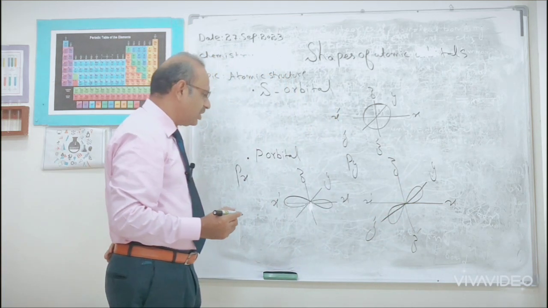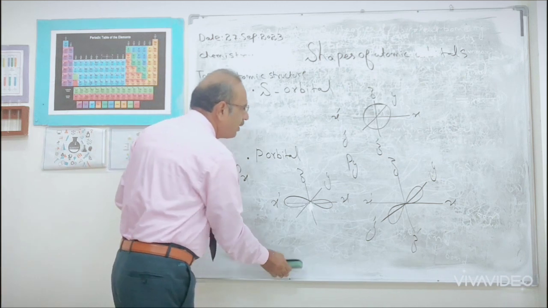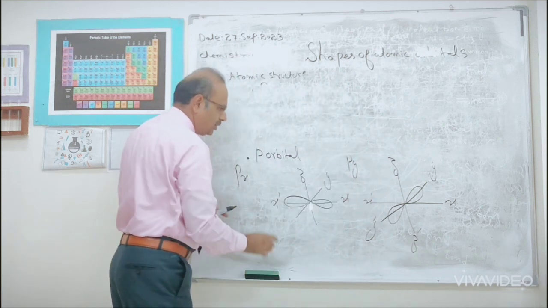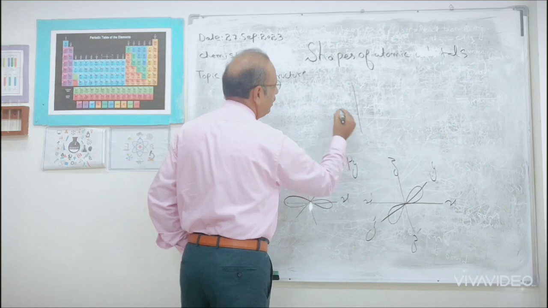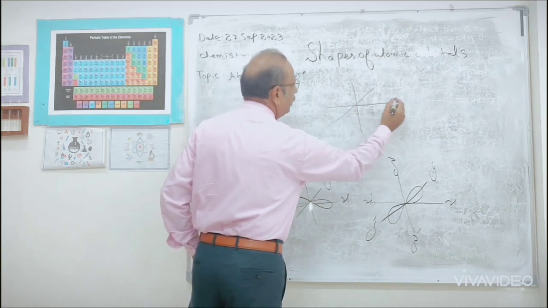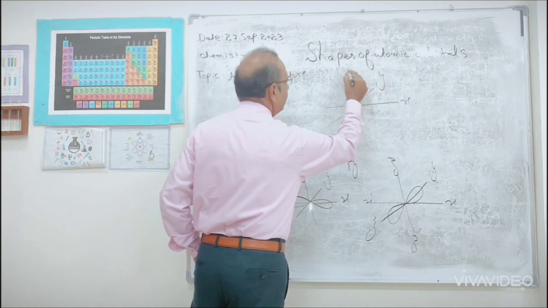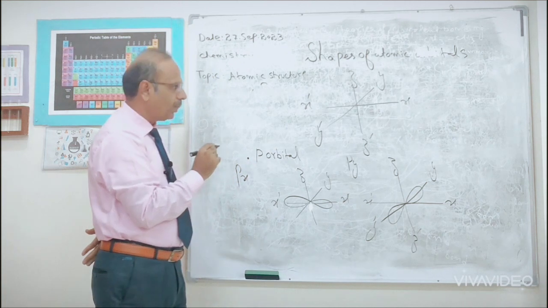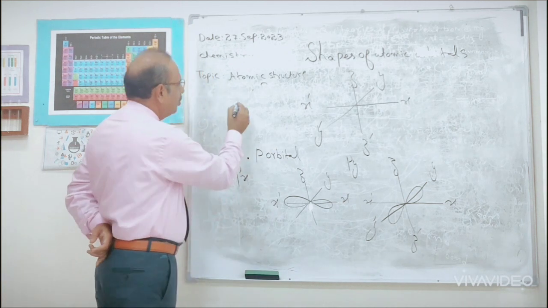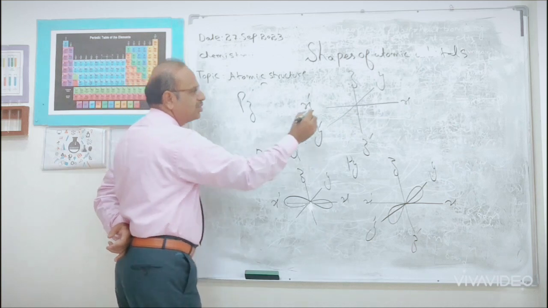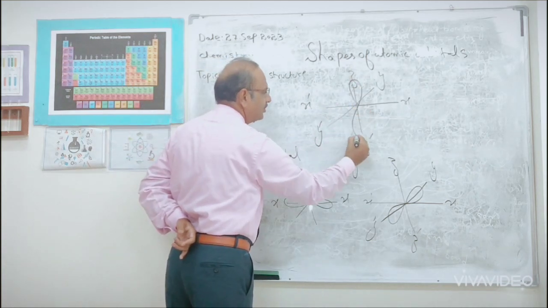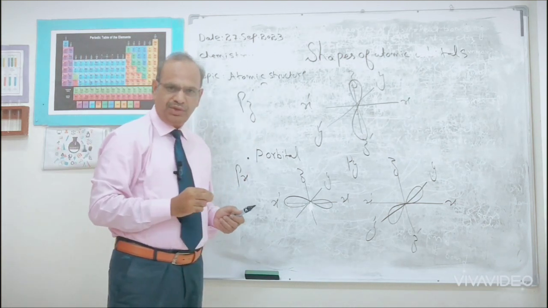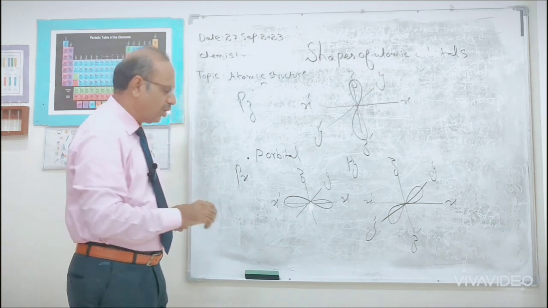For example, if you want to show pz, we draw again three axes: x, y, and z dash, y dash, and x dash. And now, if you want to show pz, it should be on the z-axis. So it is pz. In this way, I can also draw for you the five types of d orbitals.